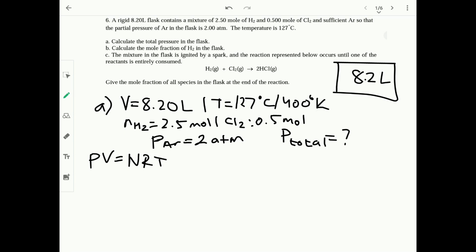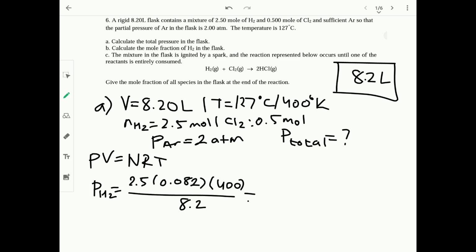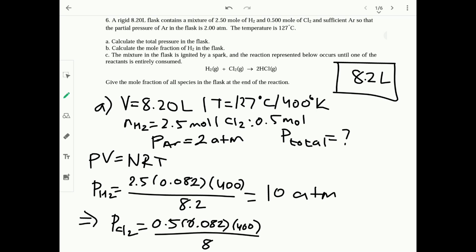liters. So let's see, for P of H2, it's n, which is 2.5, R is 0.082, temperature is 400, all of that over 8.2, and we should get exactly 10 atmospheres. Continuing with chlorine, P of Cl2, now the number of moles is 0.5, R is the exact same, and temperature is also the same, volume again being the same, and we should get 2 atmospheres. Let's move on.